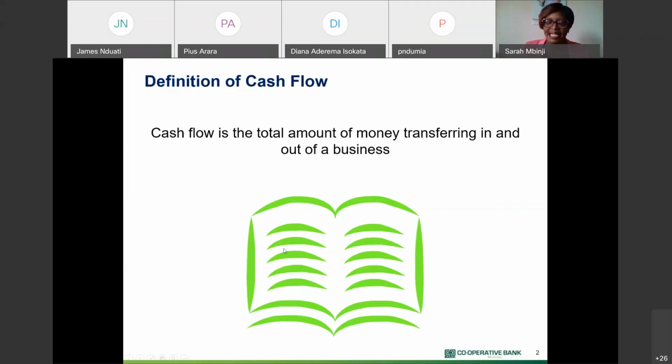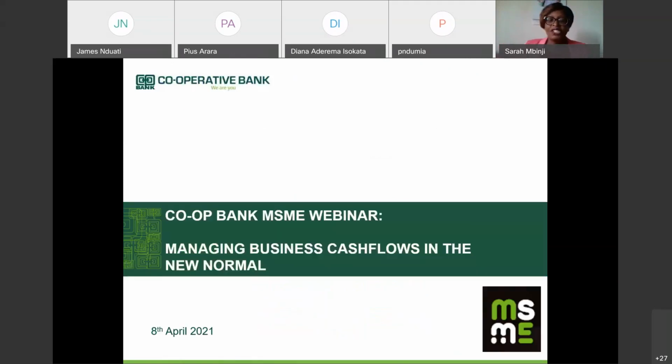Cash flow management. This is a good conversation to have, especially in what we are calling the new normal. Cash flow management is really important. Managing business cash flows in the new normal. And I know in the room, I can see the numbers are increasing. I know that there are business people on board just like me. I see there on the logo MSMEs. And when we talk about MSMEs, cash flow management has always been a big challenge for many people all the time. And this becomes even more critical right now.